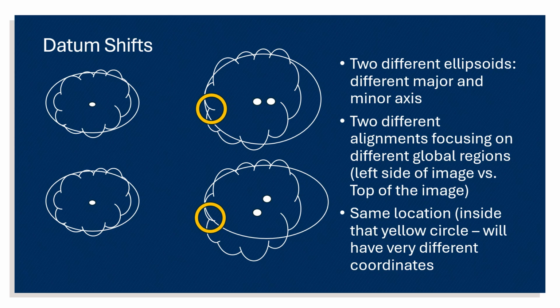That is a datum shift. What that is showing is that when you have a different datum, either a different ellipsoid or a different alignment to a different part of the geoid, it moves things around. If you were to draw coordinates on either of those two spheroids on the right, that location inside the circle would have different numbers. Same location, different numbers, and that shift in those numbers is what happens when you change from one datum to another.